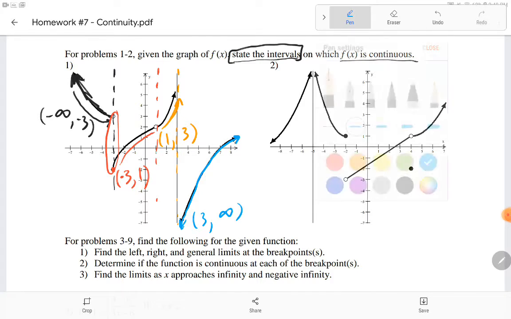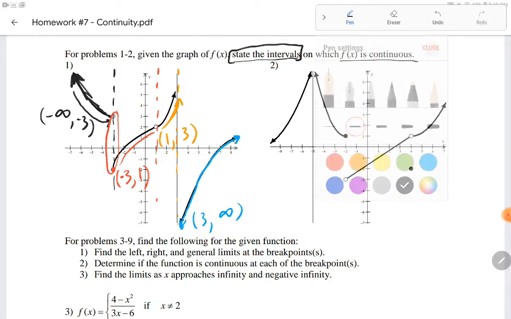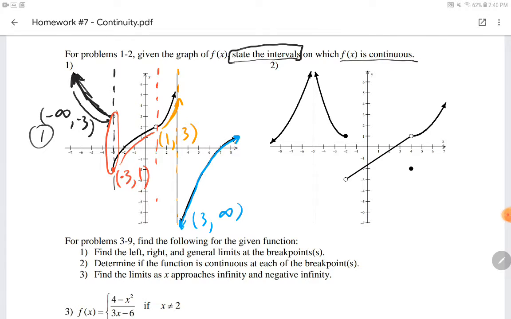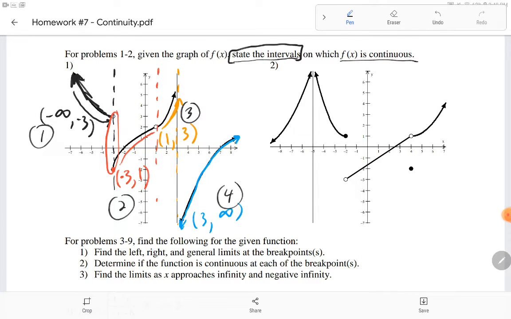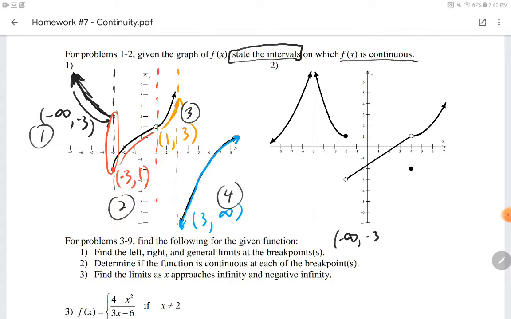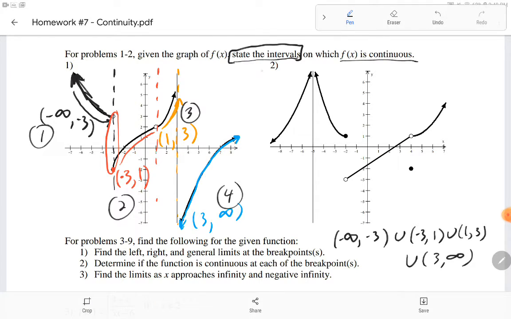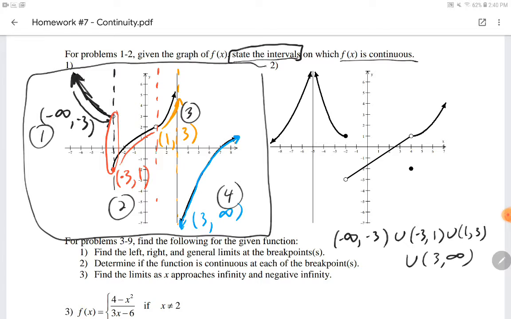So as you can see, there are 4 intervals where the function is continuous. If you just leave it like that, that's fine. If you want to do the special U symbol, you can, where it would look like negative infinity to -3, union, -3 to 1, union, 1 to 3, running out of room, union, 3 to infinity. If you want to write it like this, you absolutely can too. But honestly, this is fine for problems 1 and 2.